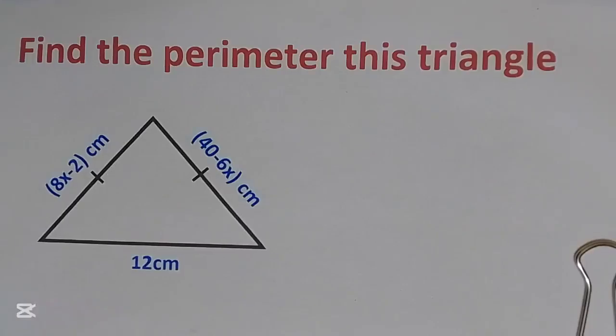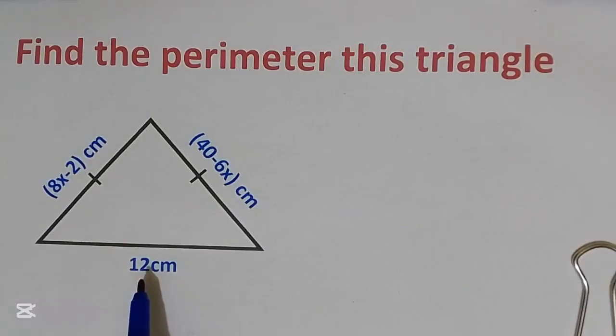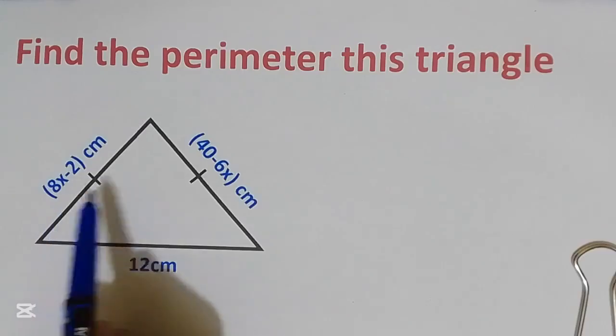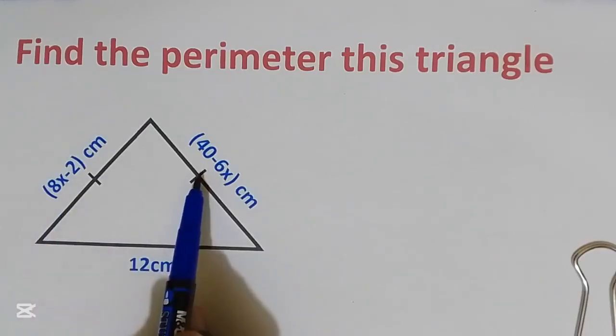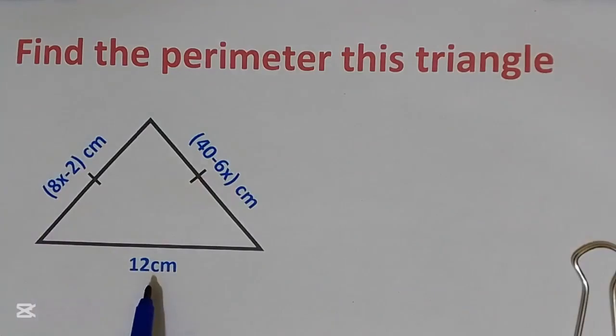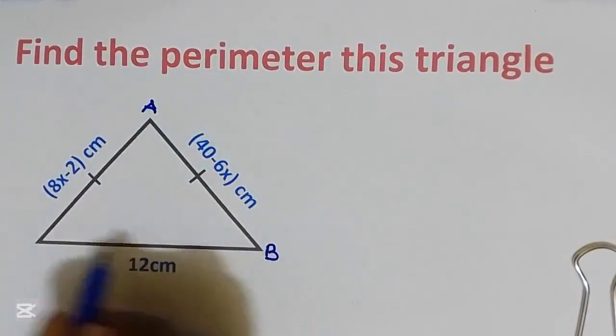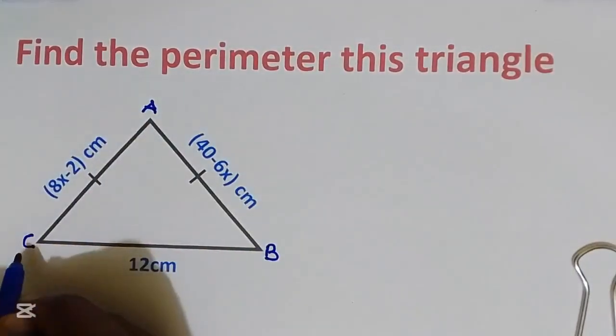Let us find the perimeter of this triangle. We have given the triangle with the sides 8x minus 2 centimeter, 40 minus 6x centimeter, and 12 centimeter. Let us call our triangle as triangle ABC.